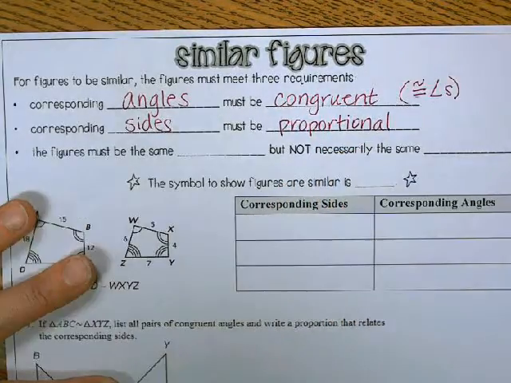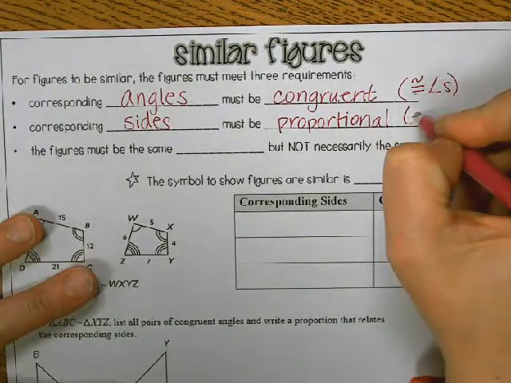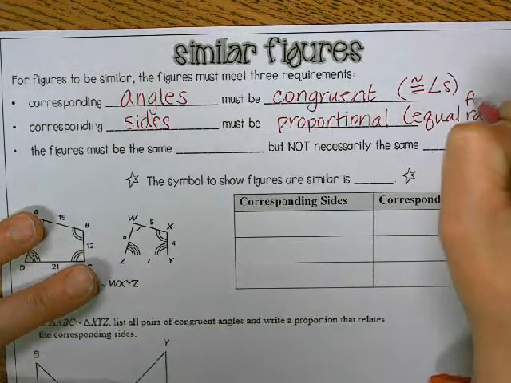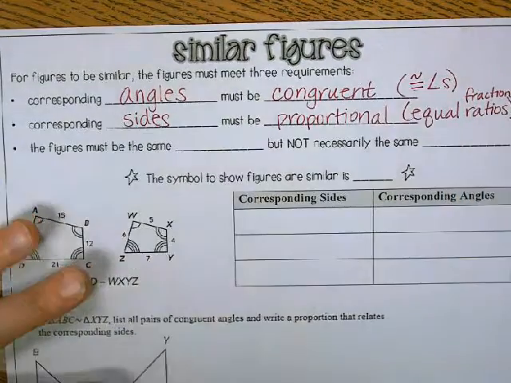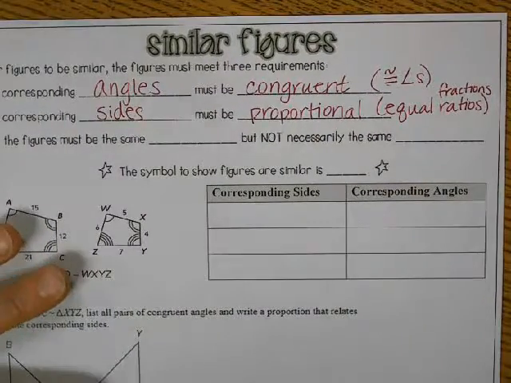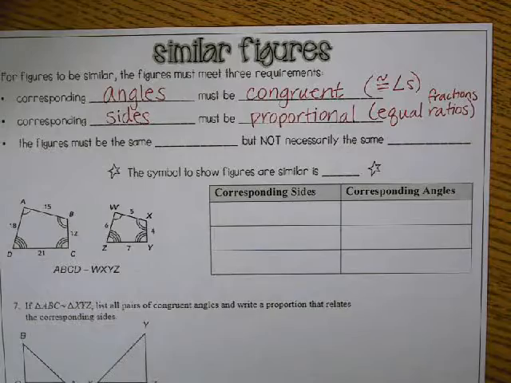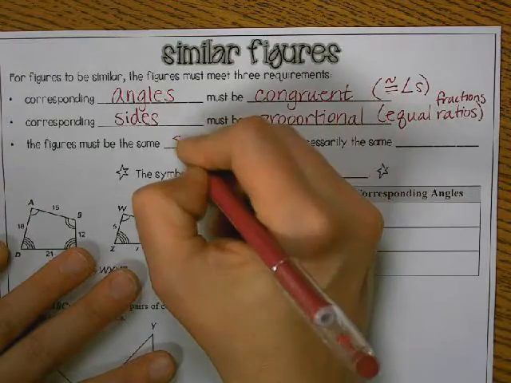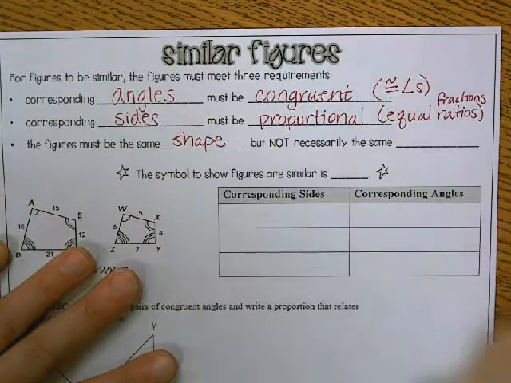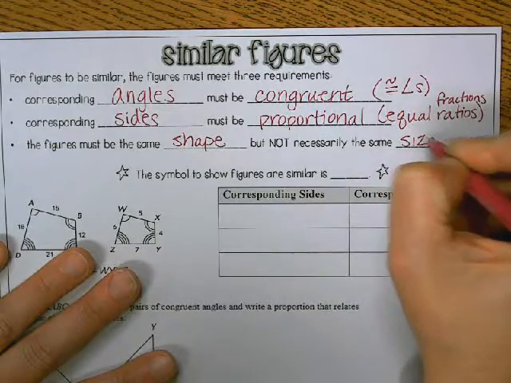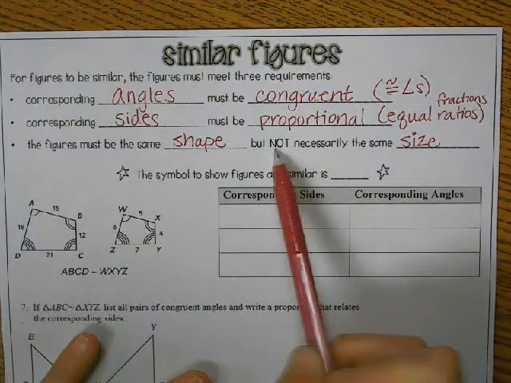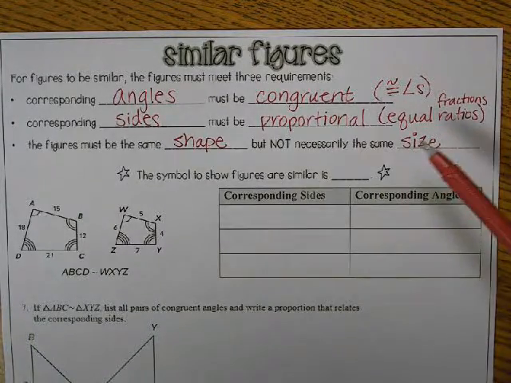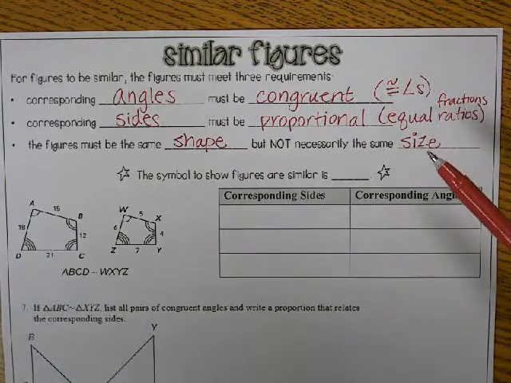So in the last lessons, you were learning about proportions and how to solve proportions, and what that just means is that we have equal ratios or equal fractions. Okay? Equal ratios or equal fractions. So the figures must be the same shape, but not necessarily the same size. The reason we say not necessarily the same size is that 2 figures that are exactly the same size are actually still considered similar figures.